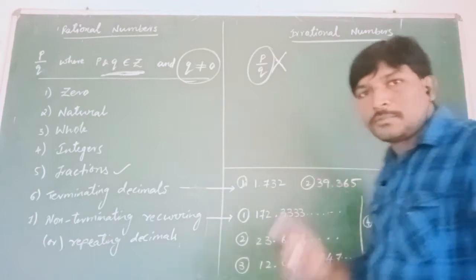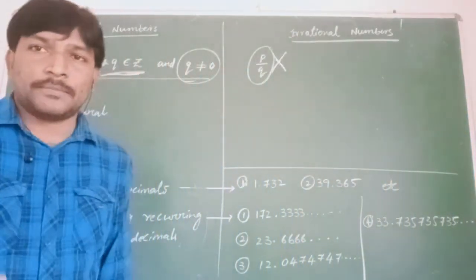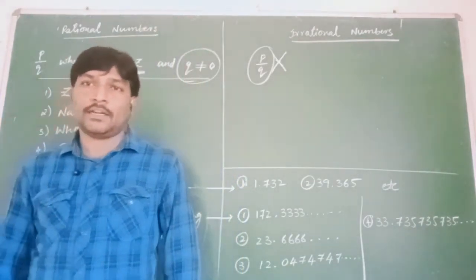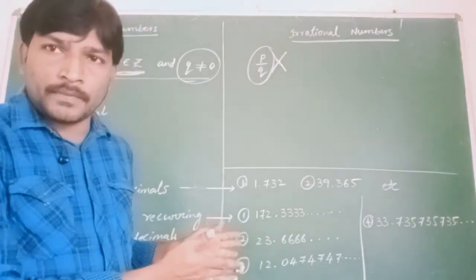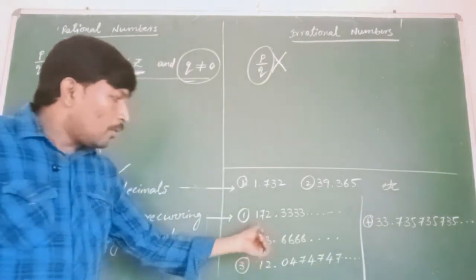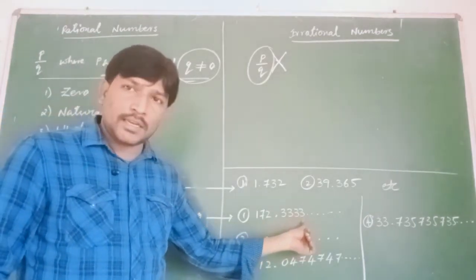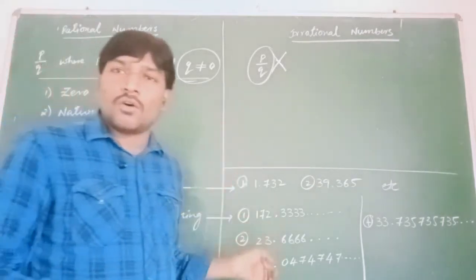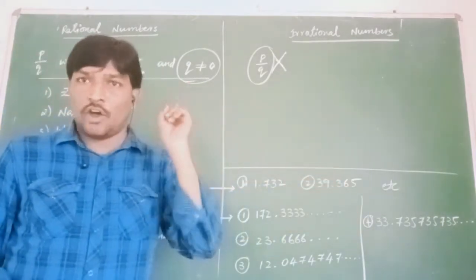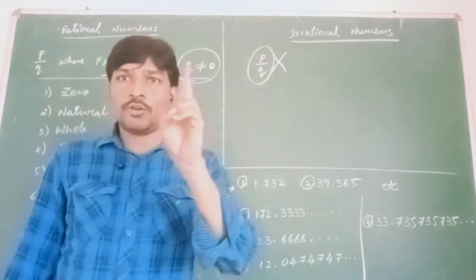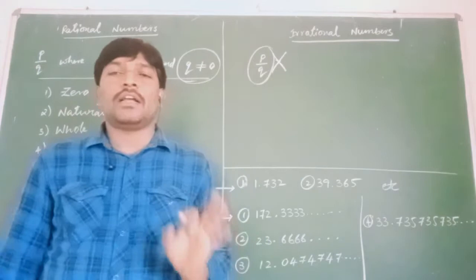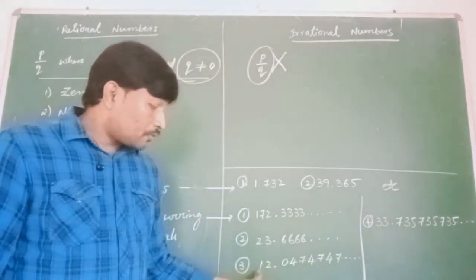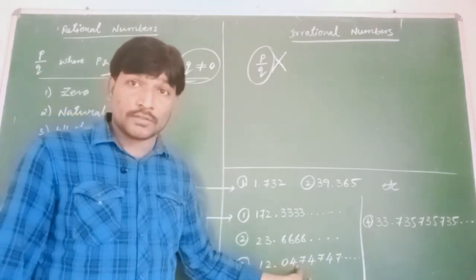So these types of decimals are called non-terminating repeating decimals. For example, in the first one, 172.33333, the digit 3 is repeating continuously. It is non-terminating because there is no end, and a digit is repeating continuously, so it is a non-terminating repeating decimal. In the second one, 6 also repeats continuously. In this example, 12.04747474747.